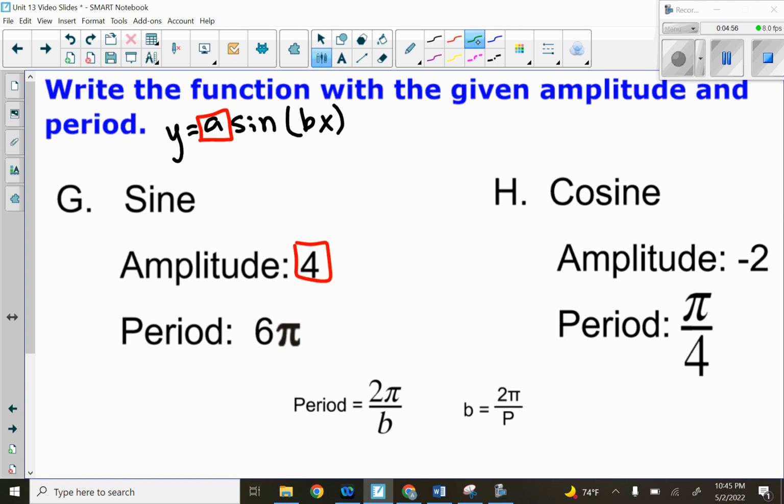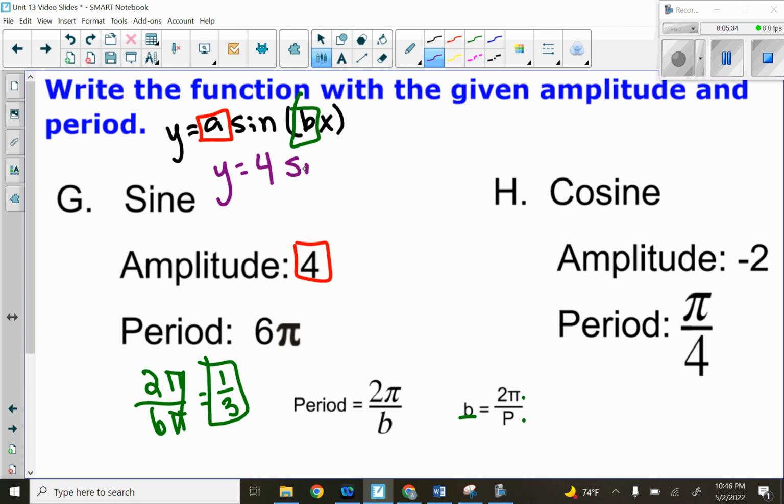Now we need to know what b is. So remember, we found our period by taking 2 pi over b. So to find b, we take 2 pi divided by our period. So 2 pi over 6 pi, pi's cancel, and we get 1/3. So now this is going to plug in where b is. So y equals 4 sine of 1/3 x.